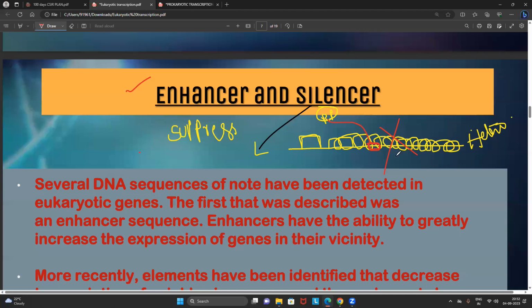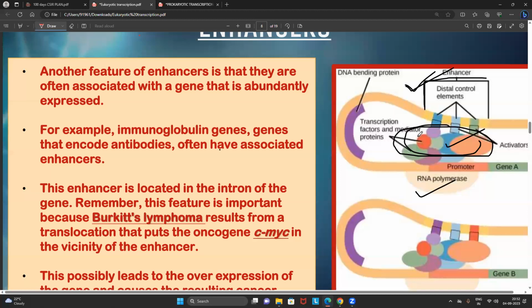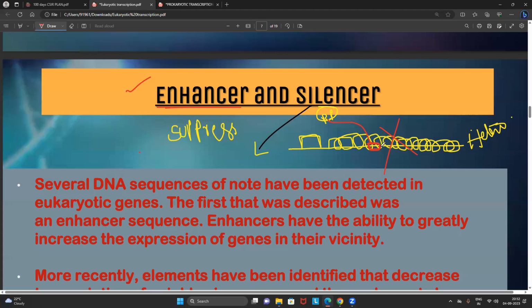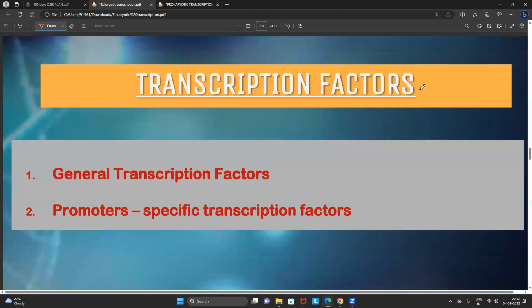Such a simple statement it is. So what I'm trying to explain, friends: enhancers enhance the transcription with the help of transcription factors and mediator proteins. Silencers will condense the DNA into heterochromatin form and suppress the transcription. Please don't get confused with that. Now we have to understand how the process of transcription takes place. Now we are going to understand the process of initiation, elongation, and termination.